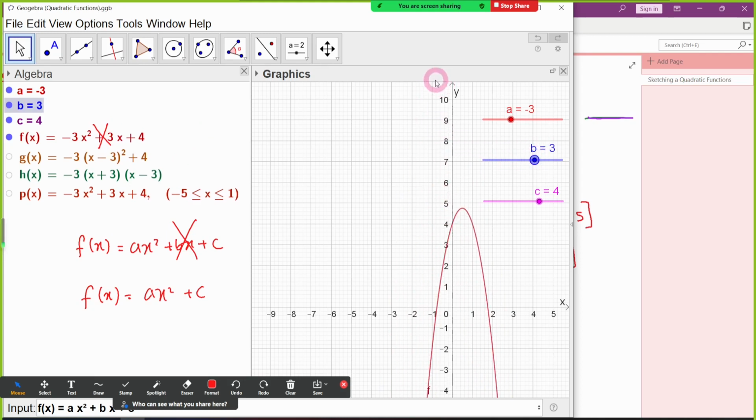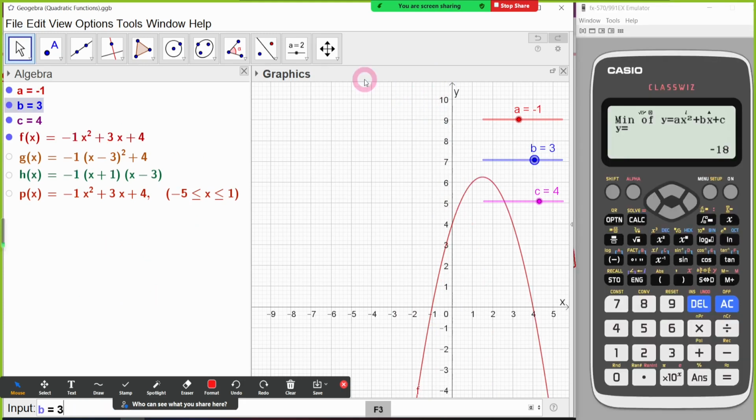Okay? Now, let me show you one more thing. Let's look at this: negative x squared plus 3x plus 4. Just by looking at it, you know the graph is a sad face, right? Concave down, and the y-intercept is 4. And the x-intercepts here are negative 1 and 4.